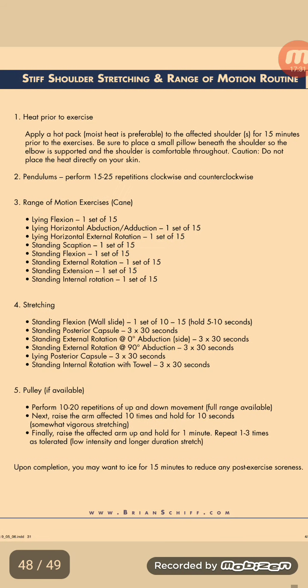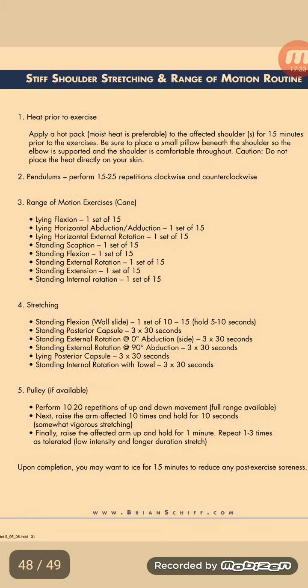Stiff shoulder stretching and range of motion routine. Heat prior to exercise. Apply a hot pack. Moist heat is preferable to the affected shoulder for 15 minutes prior to the exercises. Be sure to place a small pillow beneath the shoulder so that the elbow is supported and the shoulder is comfortable throughout. Caution: do not place the heat directly on your skin.